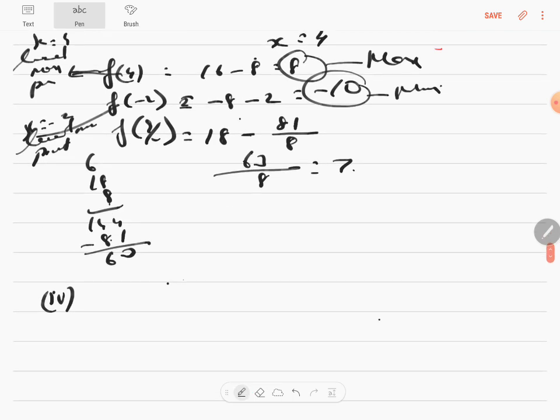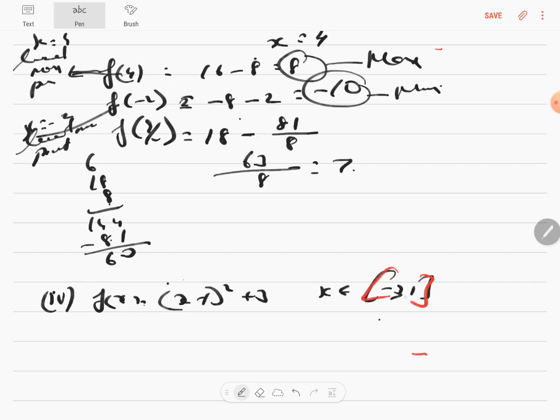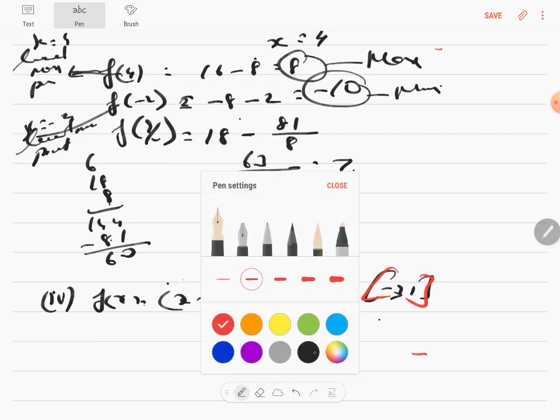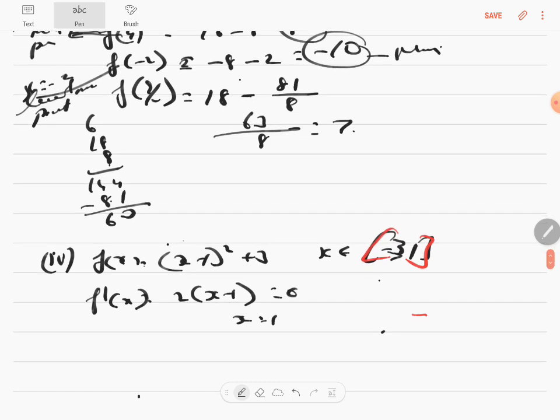The next question is f of x is equal to x minus 1 the whole square plus 3, where x is an element of minus 3 and 1. The moment you see this, you will mark this with a red color to identify that you should not forget. So f dash of x is equal to 2 into x minus 1 is equal to 0, so x is equal to 1. We already have 1 here, can you see? We got the same point, so you substitute f of 1 and f of minus 3.